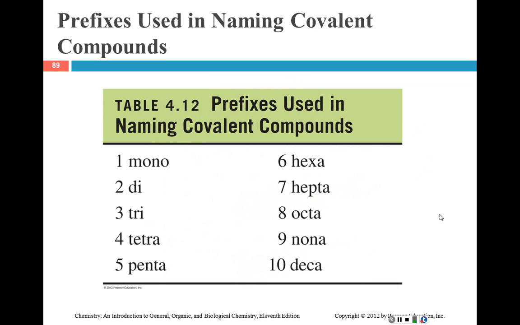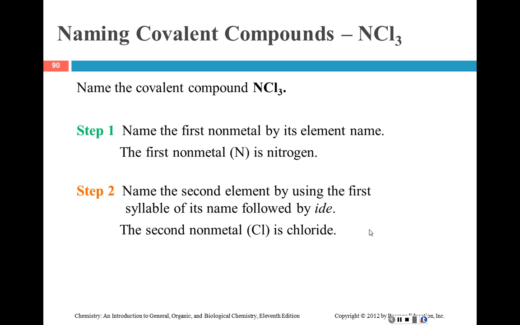And so these are what we use for those prefixes. Mono is 1, di, tri, tetra, penta, hexa, hepta is 7, octa 8, nona 9, and deca 10. And so that's as far as we go really in this class. So name the covalent compound NCl3.